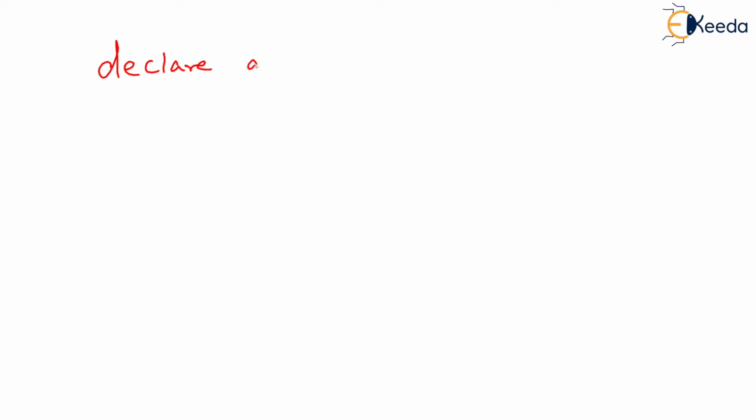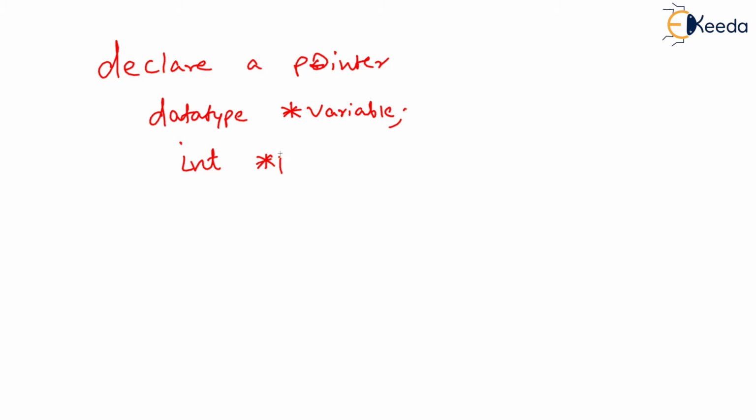When you declare a pointer in C language, then the grammar of declaration is you first write data type, then write asterisk symbol, and then the variable. So this makes declaration of a new pointer variable. As an example, suppose if you write int asterisk p, then p is a variable which is pointer variable and its data type is int.